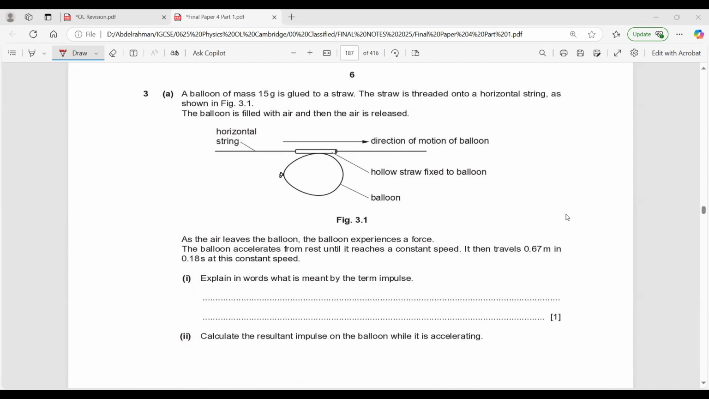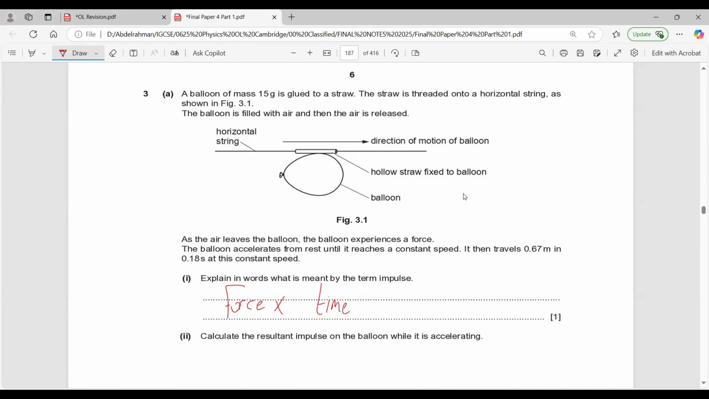Explain in words what is meant by the term impulse. What is meant by the term impulse? Impulse is the force times time. That's it. Yes, that's it. A force times time.